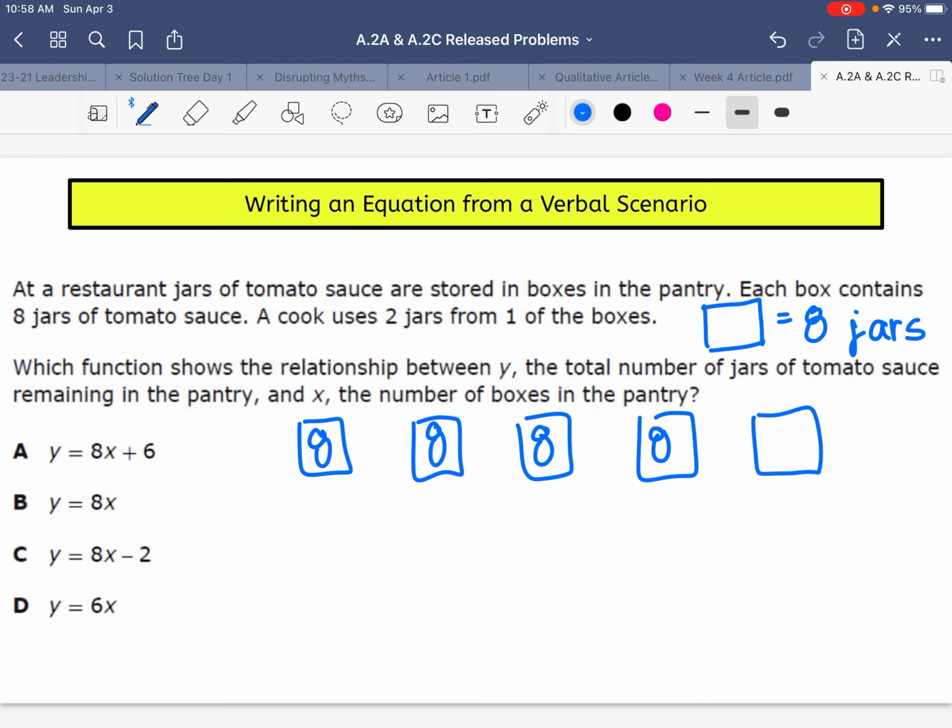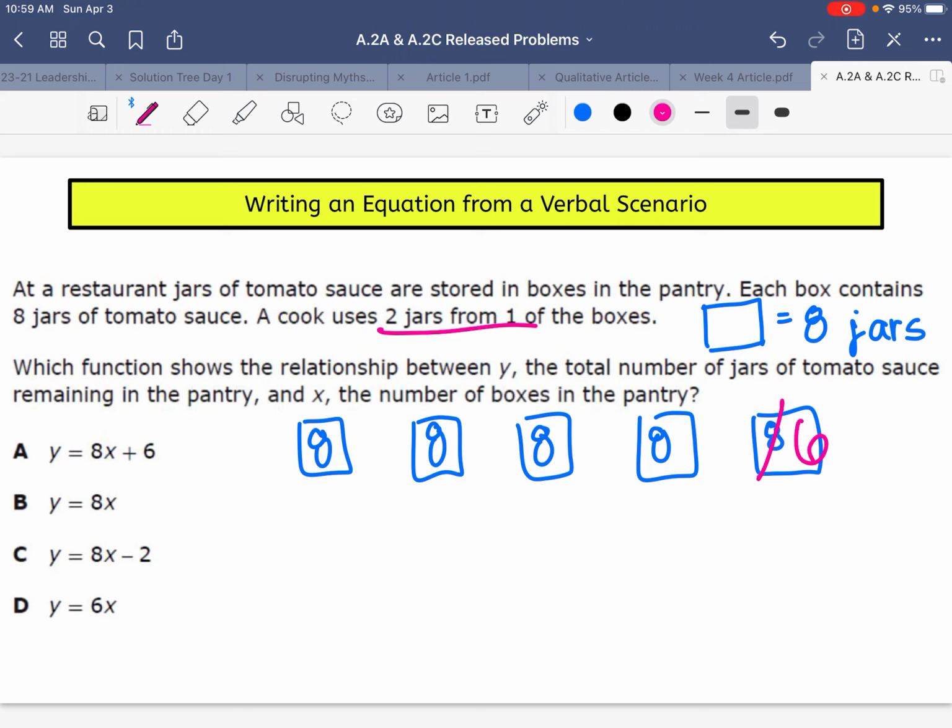But this last one had 8. Our cook came in and took 2 of them. So now we're at 6. We want to know which function shows the relationship between y, the total number of jars of tomato sauce remaining in the pantry, and x, the number of boxes in the pantry.